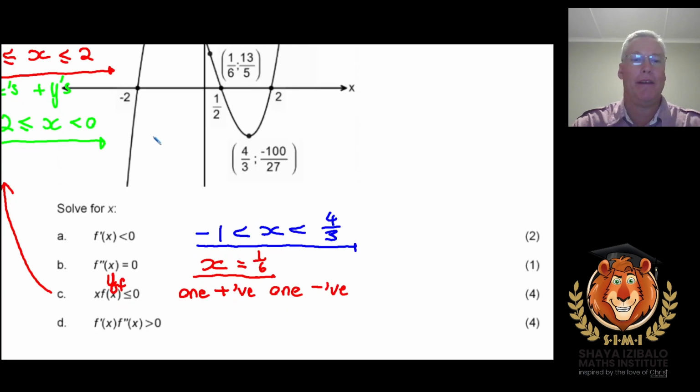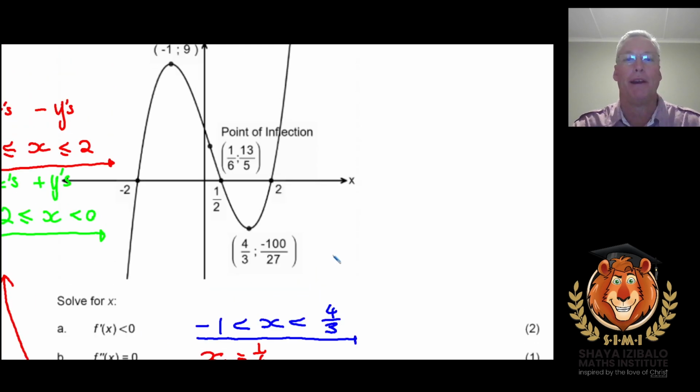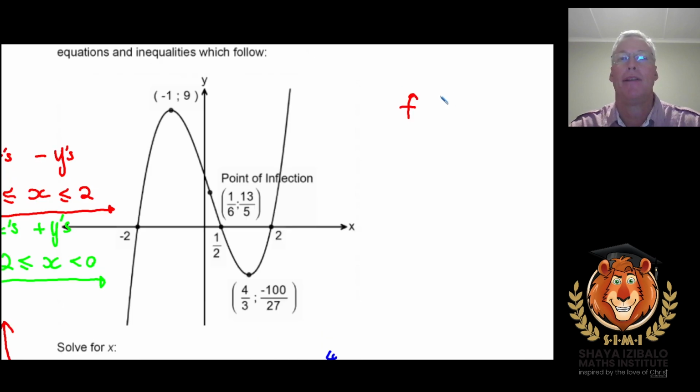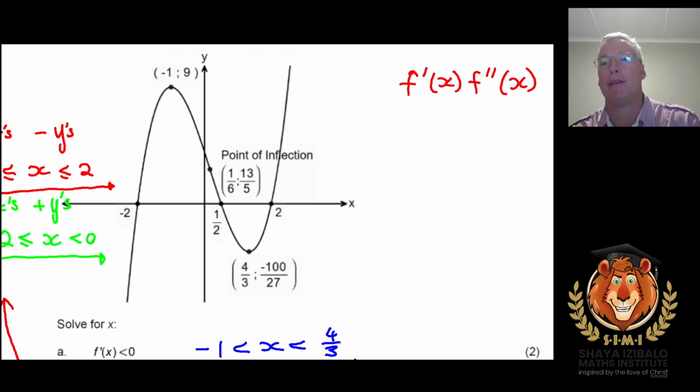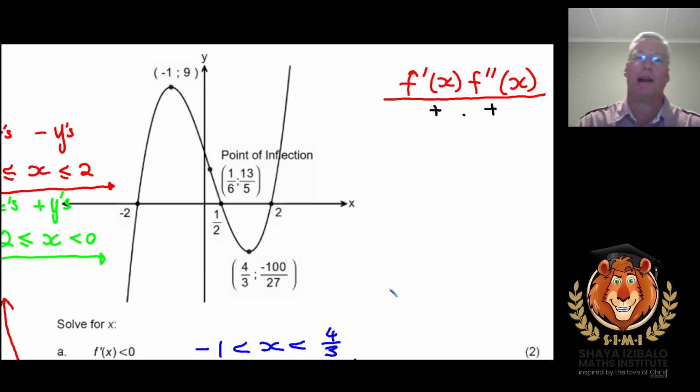The next and last one of these, we want a positive product. The way we're going to get a positive product is both things positive or both things negative. Once again, I'm going to answer it up here. This is asking for f dashed of x times f double dashed of x. First up, I'm going to look at them both being positive. If they're both positive, let's talk about what that looks like on the graph.